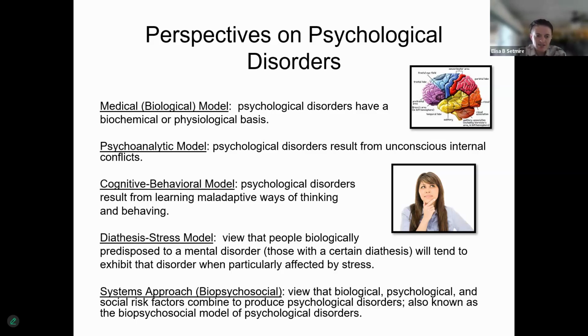And then finally, the systems approach or the biopsychosocial approach says it's a little bit of everything, right? That it's biological, psychological, and social risk factors that are going to combine together to create a disorder. And then we're going to use a bunch of different techniques to then treat it. So again, certain models fit certain disorders better than others. And we'll talk about that a little bit as we go through. And then you'll see them again when we get to the treatment unit next.